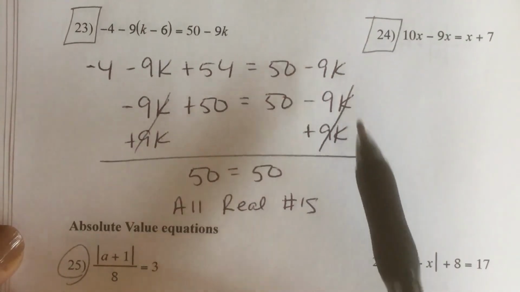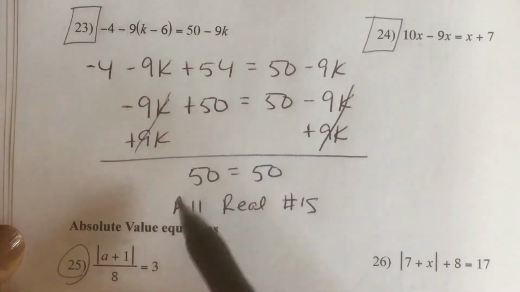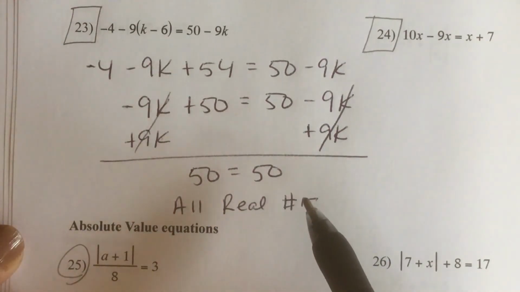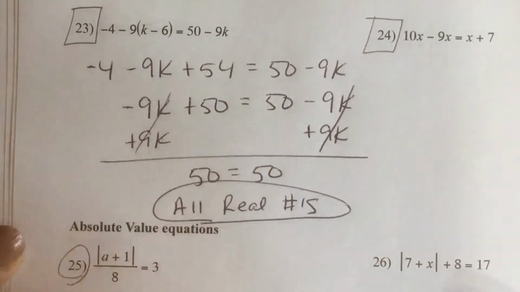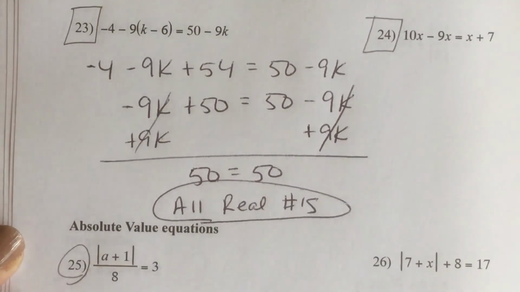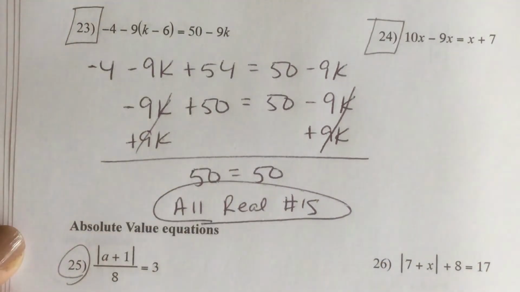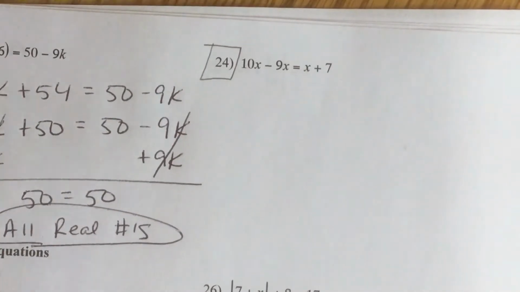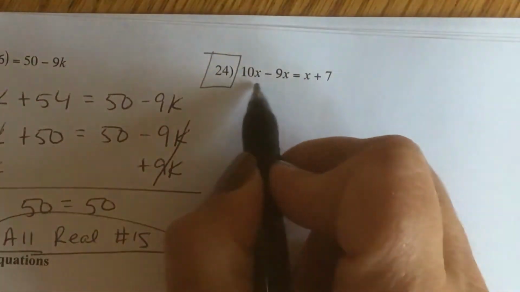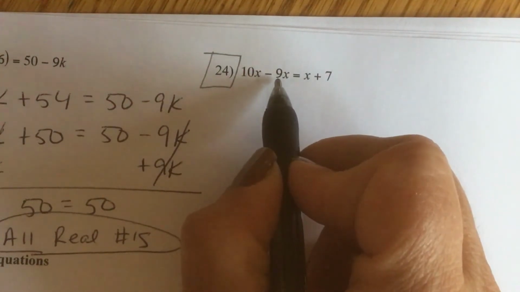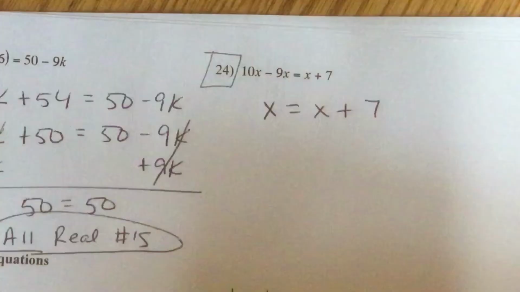I could plug a 2 in there or a -17. It doesn't matter. It's going to cancel out, and I'm going to be left with 50 equals 50, which is always true. So if you end up with something that's always true, your answer is all real numbers. We also call that an identity. This equation is called an identity because it's always true. Okay, something similar is when you have this situation. I would start by combining like terms. I've got a 10x and a minus 9x on one side. So that's 1x equals x plus 7.